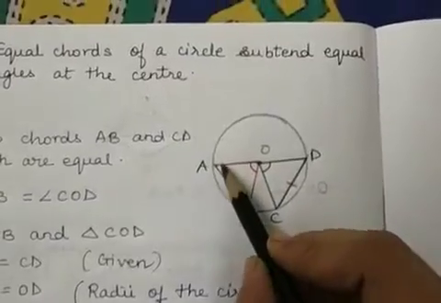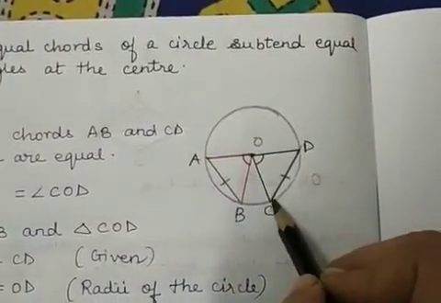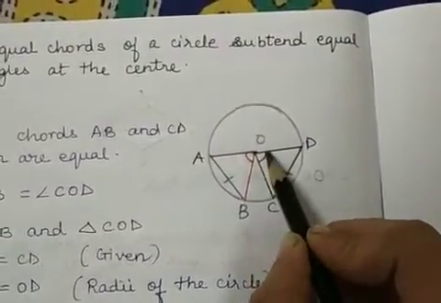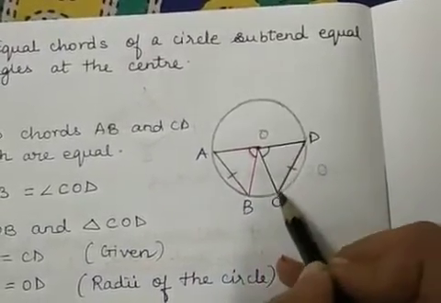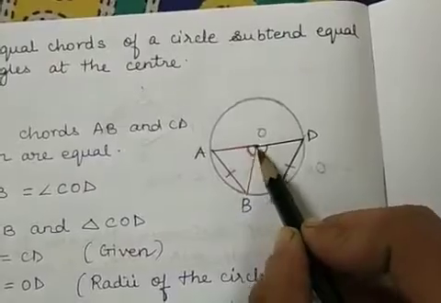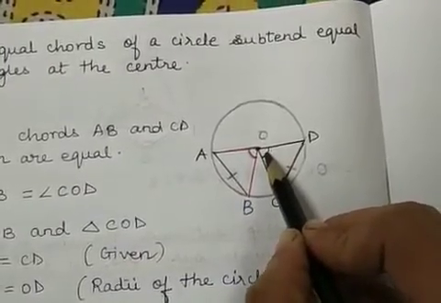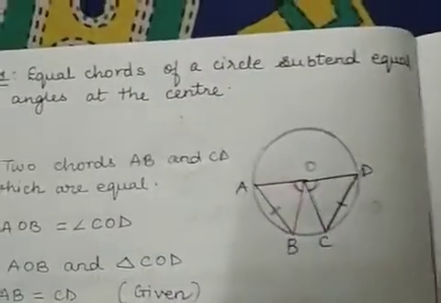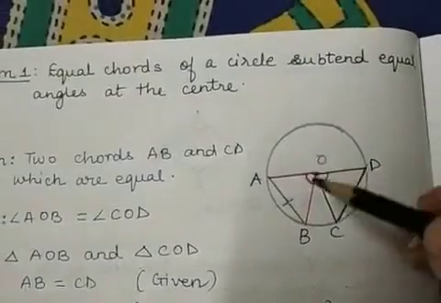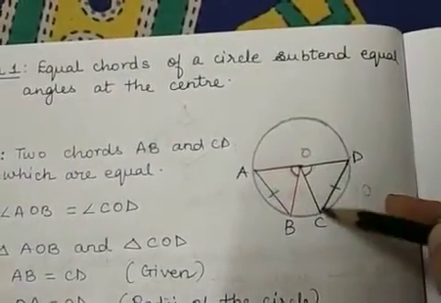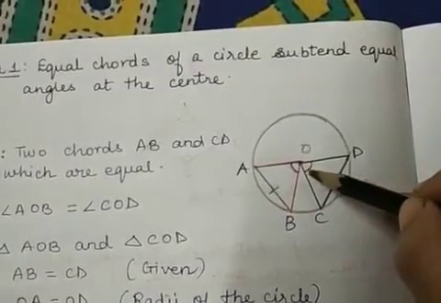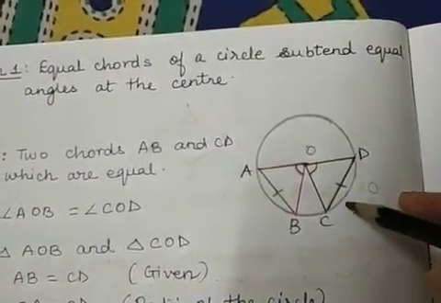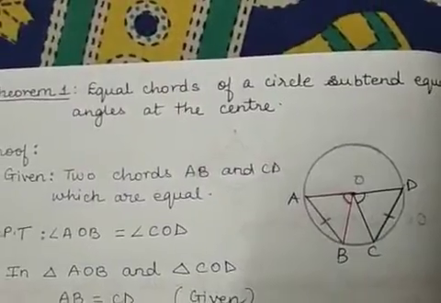Then it says that if these two chords are equal in length, then this is the angle subtended by chord AB and this is the angle subtended by chord CD. These two angles also should be equal. Again, the theorem says if you have chords of a circle which are equal, then the angle subtended by these chords also will be equal. This is what the theorem says.